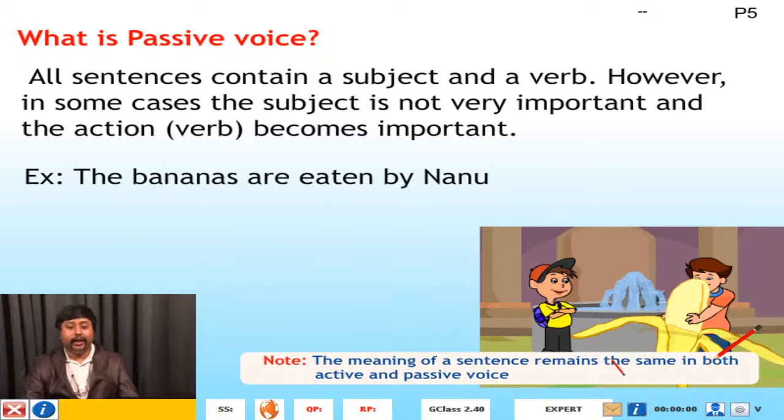All sentences contain a subject and a verb. However, in some cases, subject is not very important and the action becomes important.